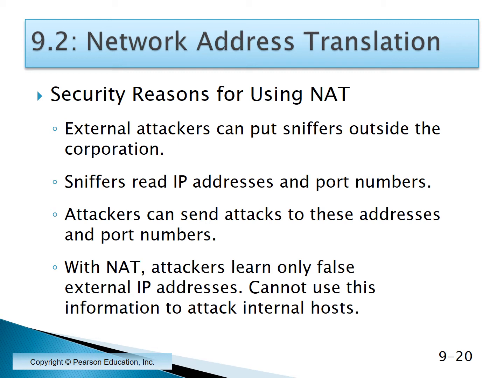For example, if you are not using NAT, then it's quite easy for external hackers to know the exact IP address and port number, say for your database server or your web server. So they will know exactly which one is pointing to which. Then when you are using actual IP addresses, it's very easy for attackers to send their attacks. But if you are using NAT, then attackers learn only the false external IP addresses. So they will not be able to use this information to attack the internal host, because your false external IP addresses can also be changed very frequently.